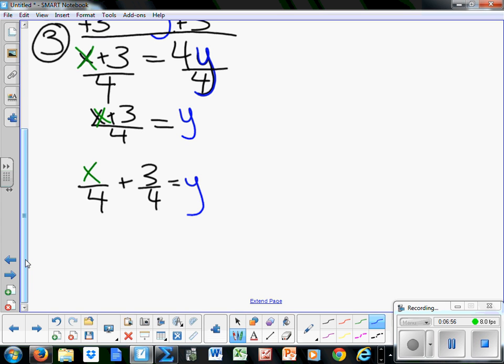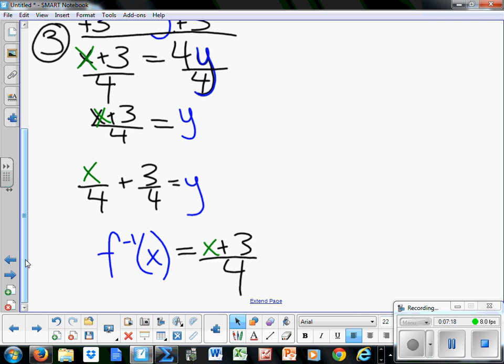Now, our last step that we wanted to touch on is making sure that we know that this is the inverse. So I'm going to leave the f inverse blue so you can see that it's the same as this y, and write that as f inverse of x, or the inverse of f of x, is equal to x plus 3 over 4. And we've successfully found the inverse of f of x.